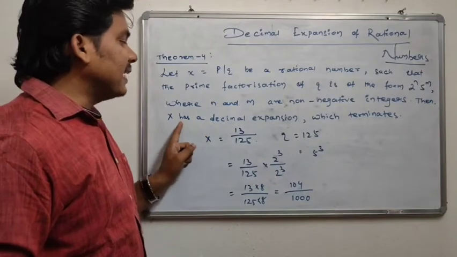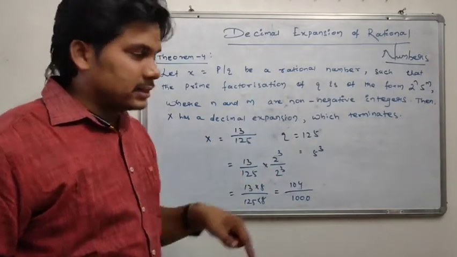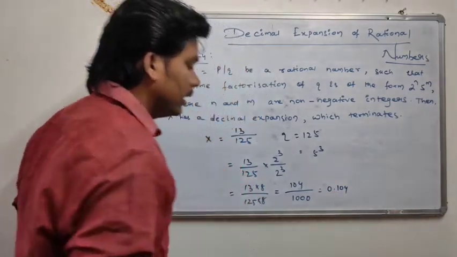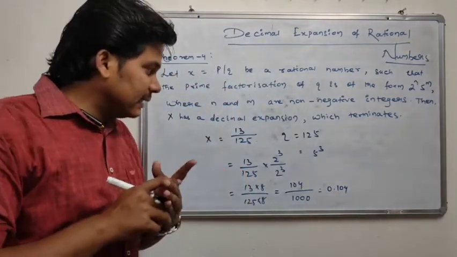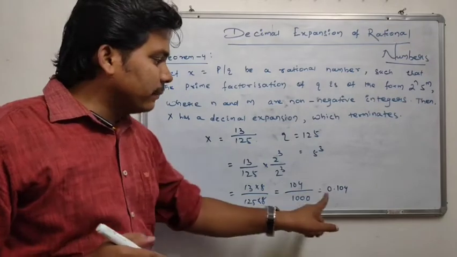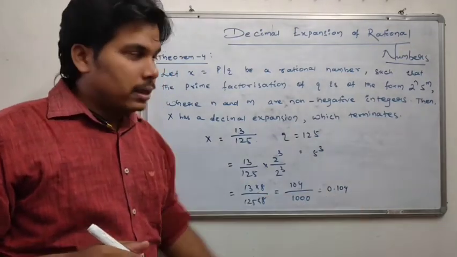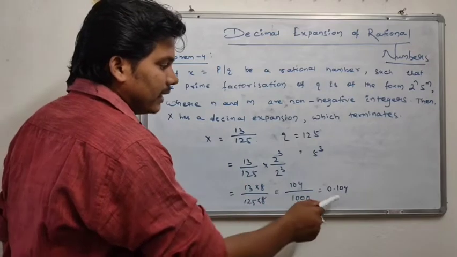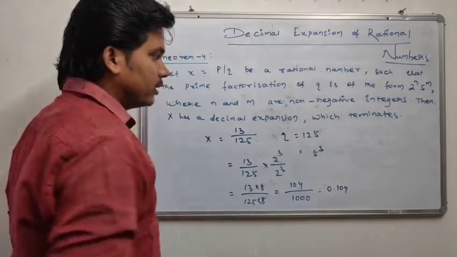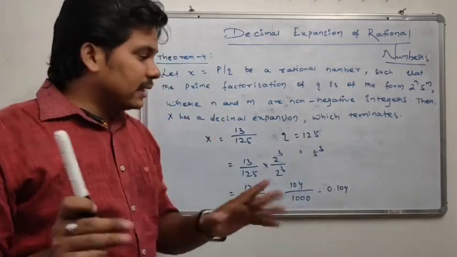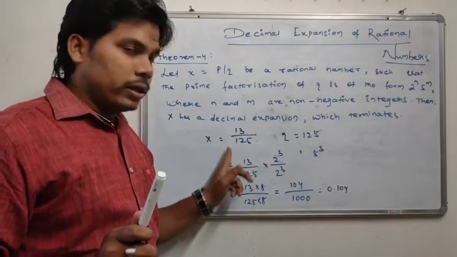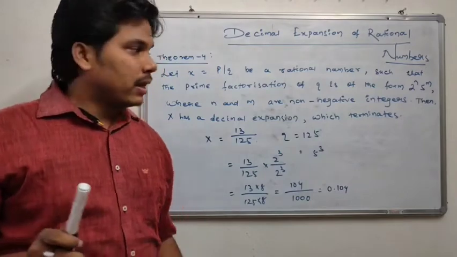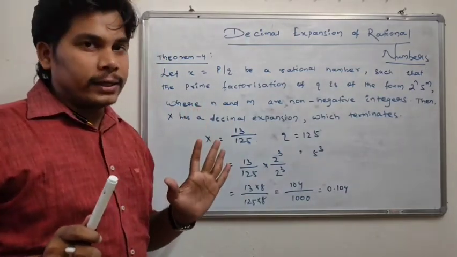Then x has a decimal expansion which terminates, means it can be written as 0.104. It indicates that this x has a decimal expansion which will terminate. Means if you divide 13 by 125, the value you will get is 0.104. And the condition is that the denominator, or the q, should be in the form of 2 power n into 5 power m, where n and m are non-negative integers.